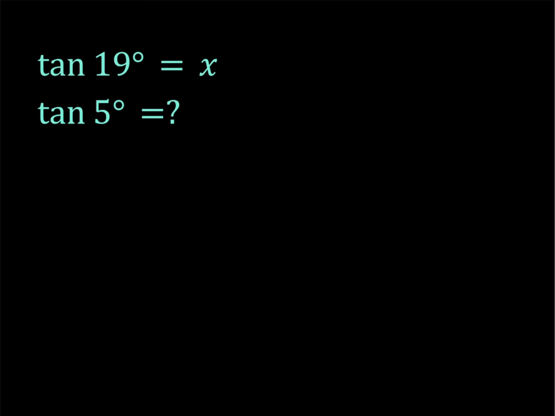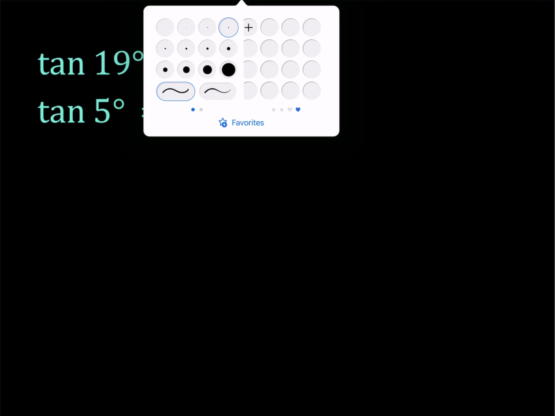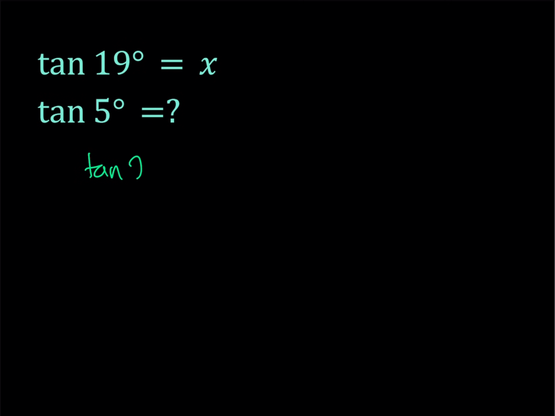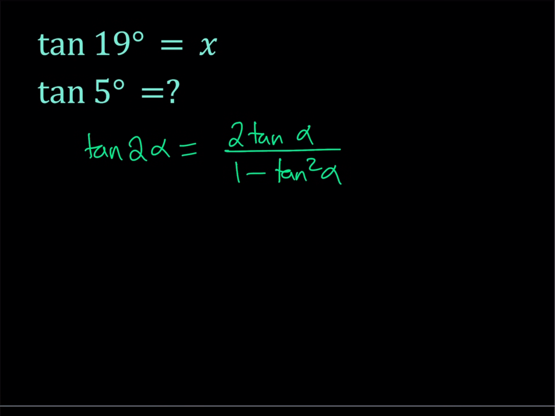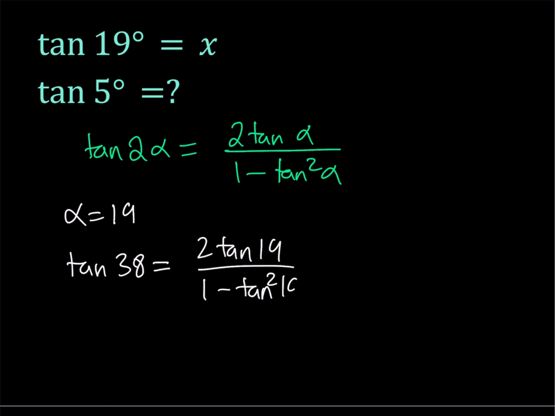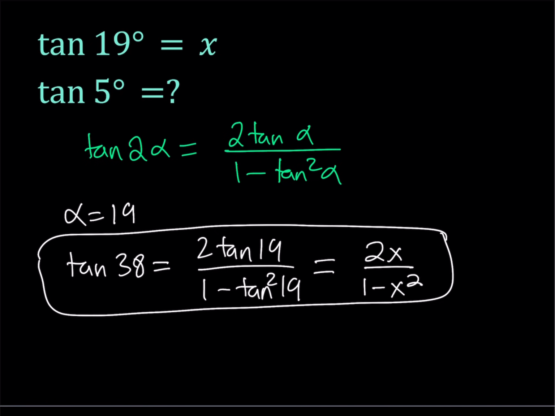So I'll start with doubling the 19 degrees. That's going to give me 38. As you know, tangent 2 alpha can be written as 2 tangent alpha divided by 1 minus tangent squared alpha. So we're going to be using this formula first for alpha equals 19. If you replace alpha with 19 degrees everywhere, you're going to get tangent 2 times 19, which is 38, equals 2 times tangent 19 divided by 1 minus tangent squared 19. Since we know that tangent 19 is equal to x, we can write this as 2x divided by 1 minus x squared. Now I have the value of tangent 38 in terms of x, and I'm going to be using it in another expression.